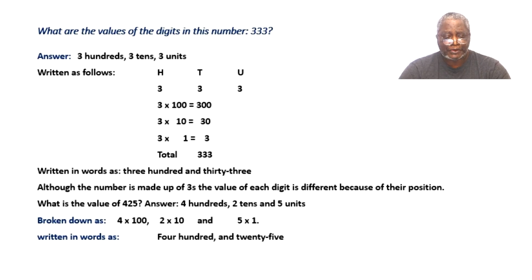What is the value of 425? Answer, 4 hundreds, 2 tens, 5 units. Broken down as 4 times 100, 2 times 10, and 5 times 1. And written in words as 425. You cannot say 420 and 5. It doesn't sound right.